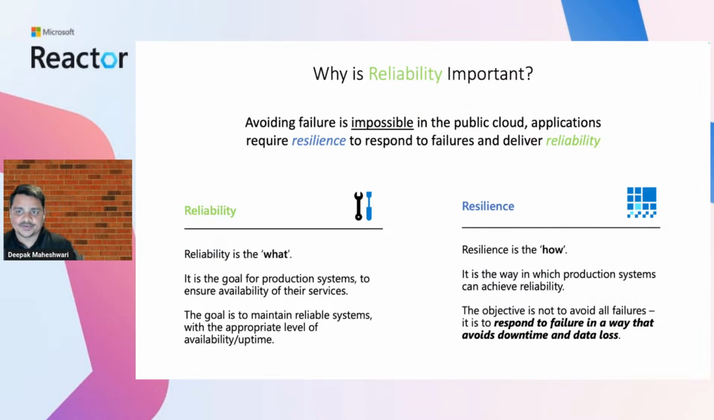Now, why is reliability important? We need to understand that avoiding failure is impossible. We can't avoid failures, and failures will happen. That's why we need to understand reliability and resiliency. Reliability is what you want to achieve, and resiliency is how you achieve it. So to achieve real reliability, you need to build resiliency in your application and your infrastructure, to make it highly resilient to achieve the SLA or reliability you're looking for.